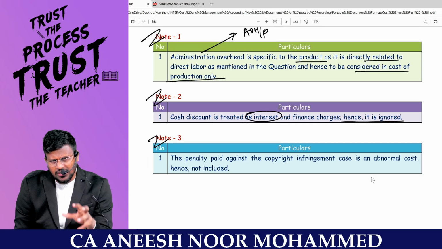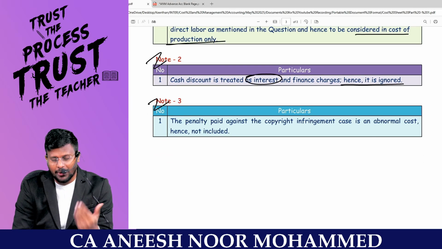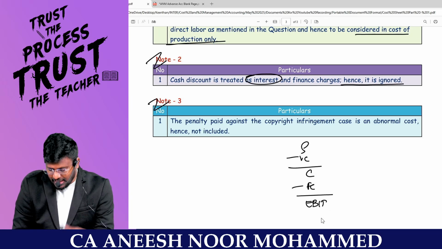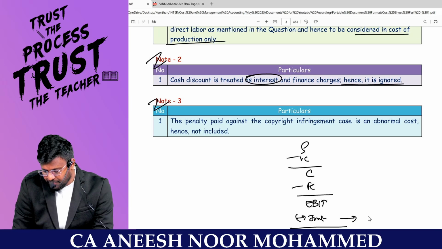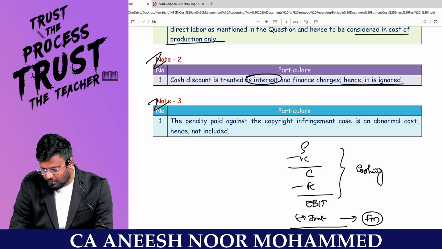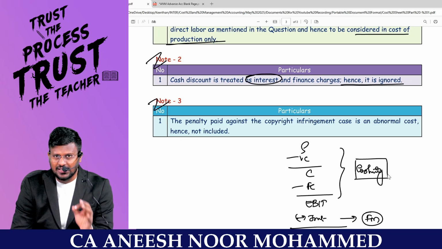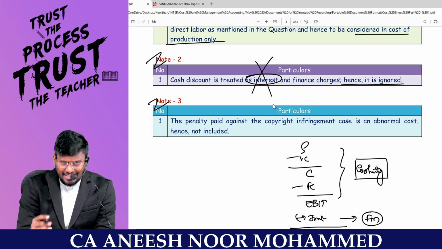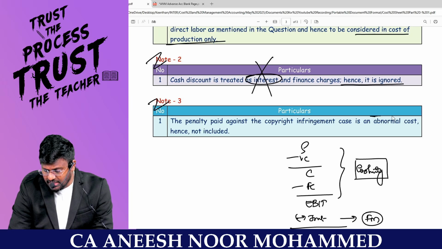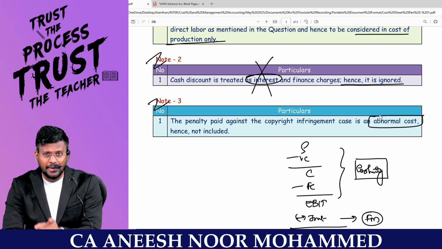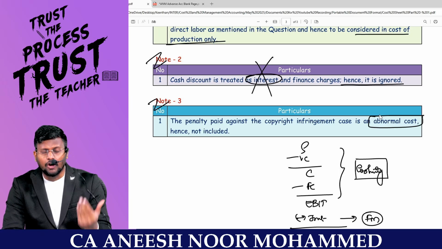In our subject costing, we are talking only till the operating profit, which is nothing but sales minus variable cost, contribution minus fixed cost will be EBIT. After that EBIT only we will be reducing interest. This is a part of financial management. Only up to this is part of costing, my dear lovable students. So fantastically we can say that this is outside our scope. So this will not come in the cost sheet. Penalty paid against the copyright infringement is an abnormal cost. Abnormal cost will not be absorbed by the good units. Abnormal cost will be debited in the costing P&L account. So it will not form part of the cost sheet.